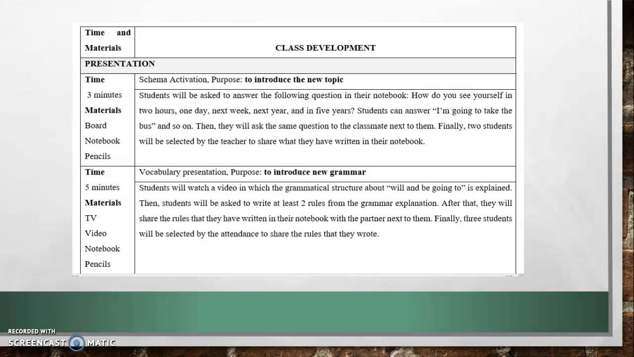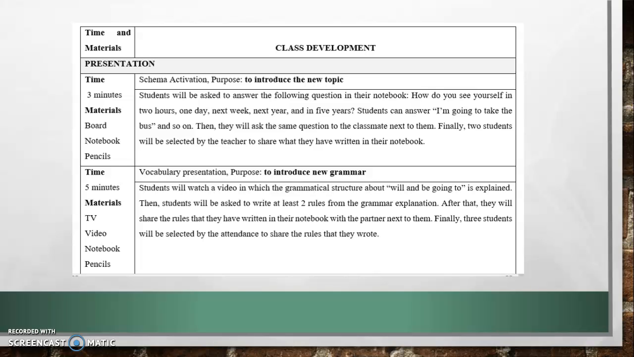Students will be asked to answer the following question in their notebook: How do you see yourself in 2 hours, one day, next week, next year, and in 5 years? Students can answer, I'm going to take the bus, and so on. Then they will ask the same question to the classmate next to them. Finally, 2 students will be selected by the teacher to share what they have written in their notebook. The time is 3 minutes and the materials are board, notebook, and pencils.